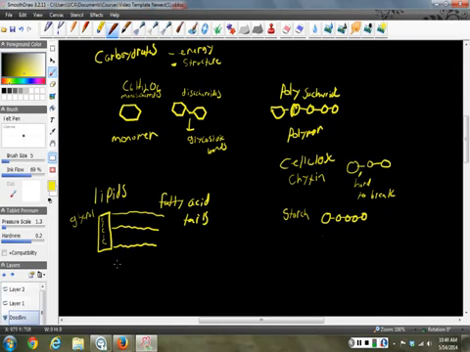This is great for energy storage. Fats are also used, or lipids are also used for communication in the form of hormones, but obviously lots of energy storage. In fact, twice as much energy storage here as you would find in a carbohydrate, gram for gram. If we were to zoom in on a fatty acid tail, we would see lots of carbon to carbon and hydrogen bonds here, okay?